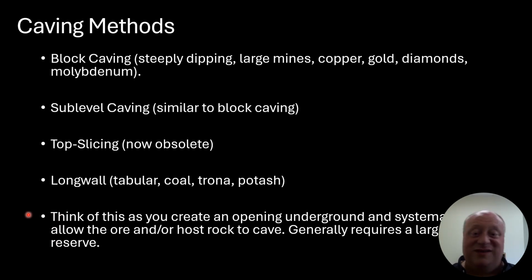Caving methods. Now this is fun. The number one caving method in the world, at least as far as production, is block caving. These are very large gold, copper, diamond mines, or in the case of the United States, we have a molybdenum mine that's block caving. And there is another block caving, I think it's copper though, I have to double check. The Resolute project out west is also going to be block caving.